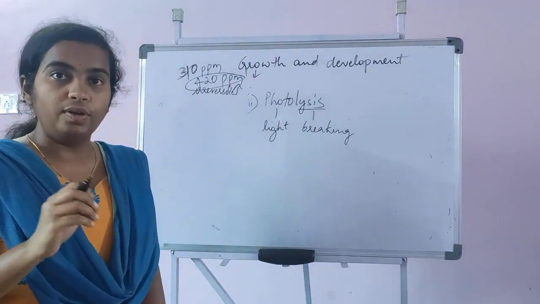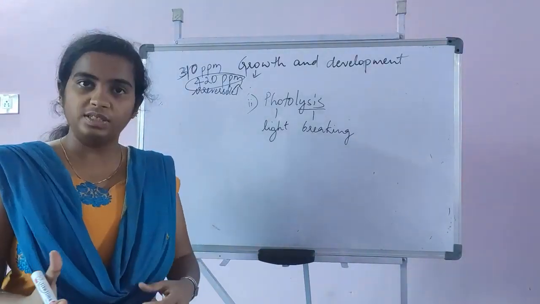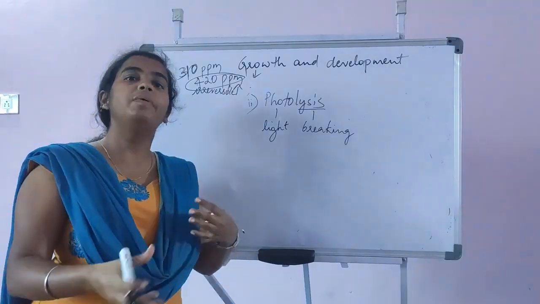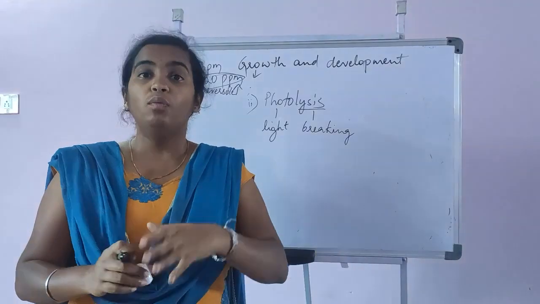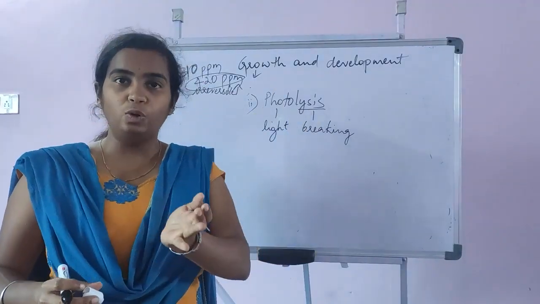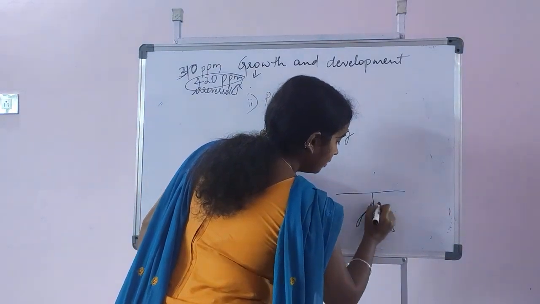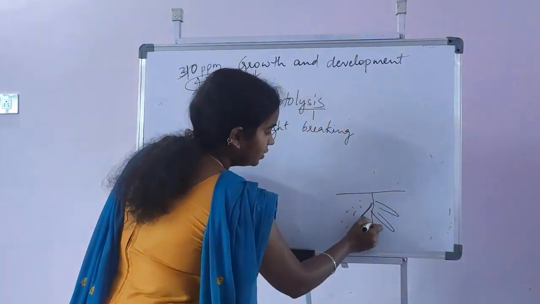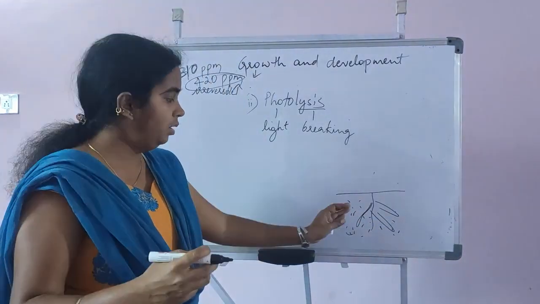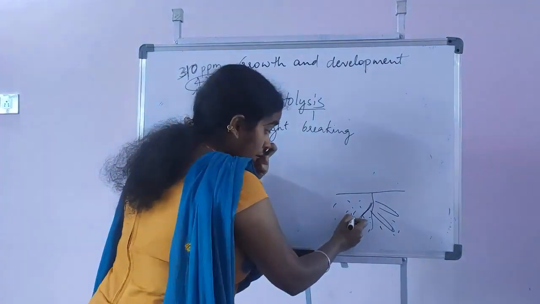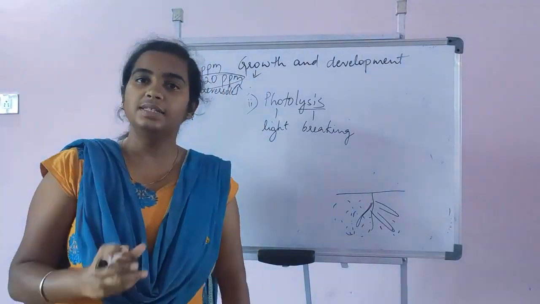In the presence of light, the water molecule will be broken down into hydrogen and oxygen, and then that will be used for the production of energy. So how does this photolysis occur? When water molecules are present in the soil, roots will absorb the water. When the water molecule enters the root, that is when photolysis occurs.